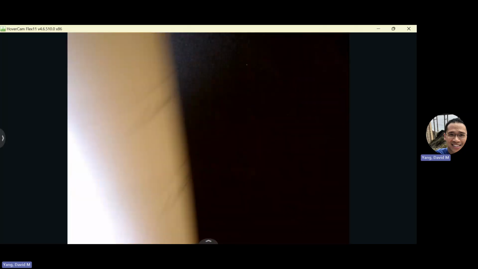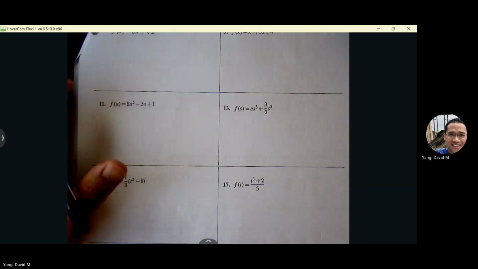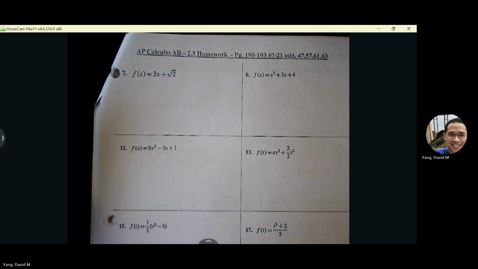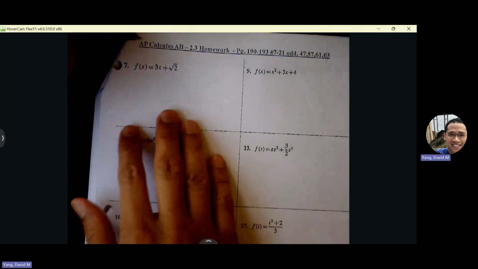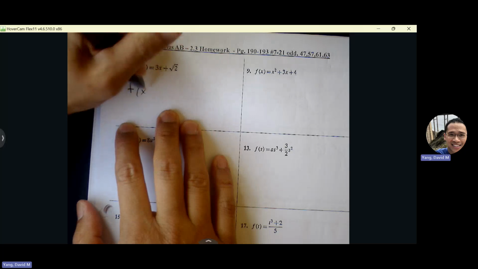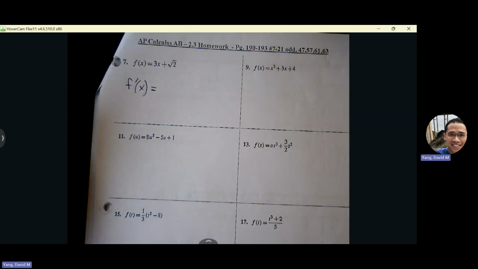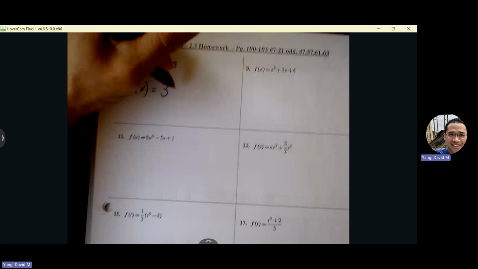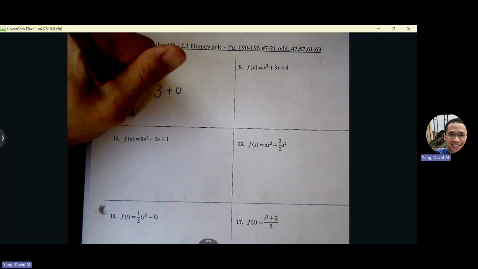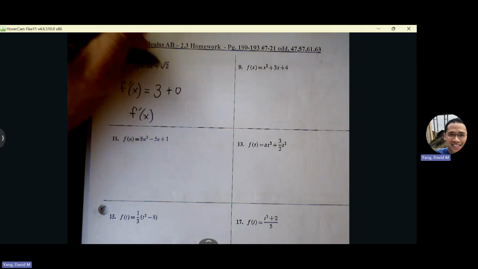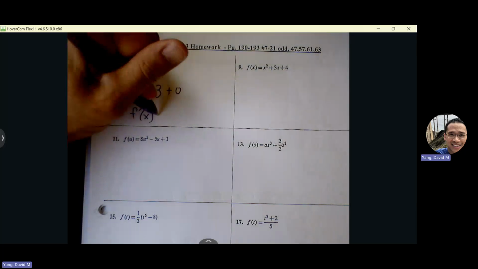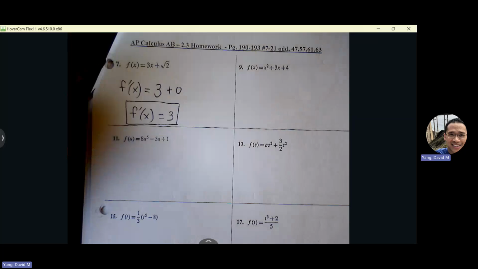All right, next page, page 13. Okay, number 7, this should be easy here, f prime. Every term is ready for power rule. There's no radicals, there's no parentheses, there's no variable in the denominator. Okay, so f prime equals, right, 3x becomes 3. And then what happens to root 2? 0. So I'm going to say plus 0, but you can leave that 0 out. I just want to show you that we did think about that root 2, and we did apply the appropriate rule, but our slope, our derivative is just 3.